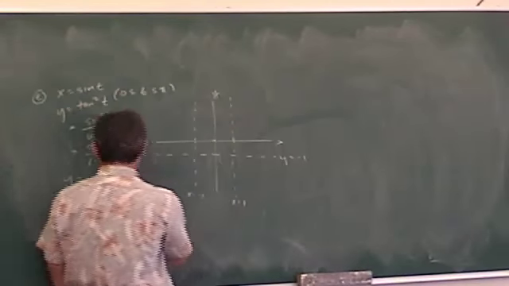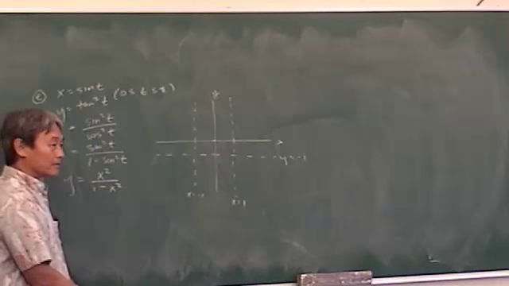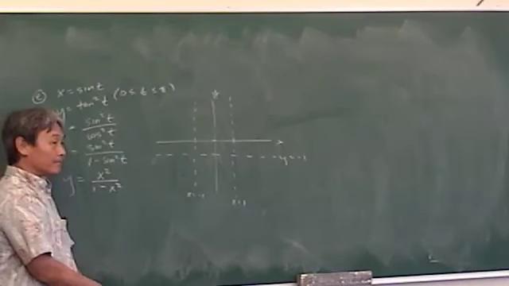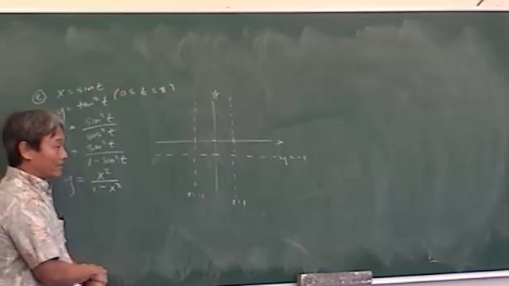What would happen if the degree of the bottom is bigger than the top? 0. That would be y equals 0. What happens if the degree of the top is bigger? Then we'll just divide. You divide.